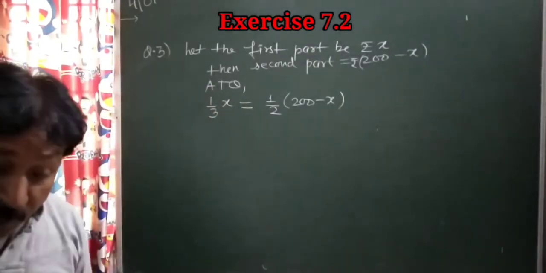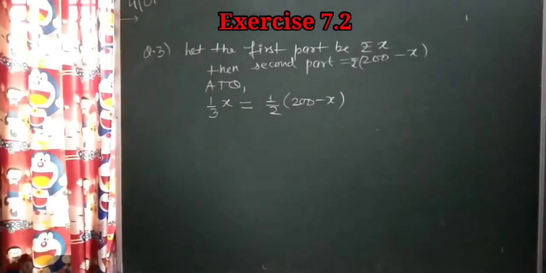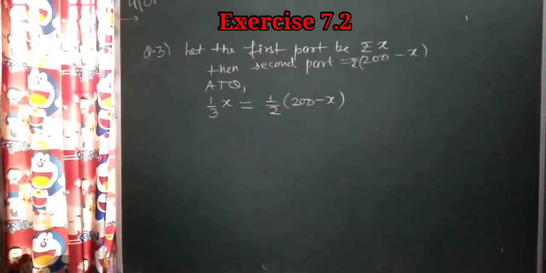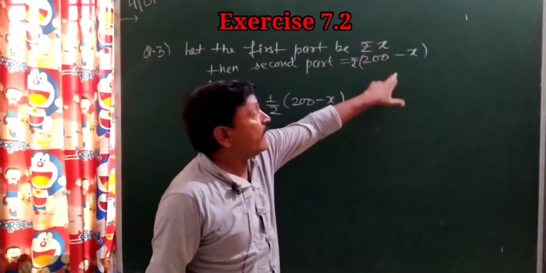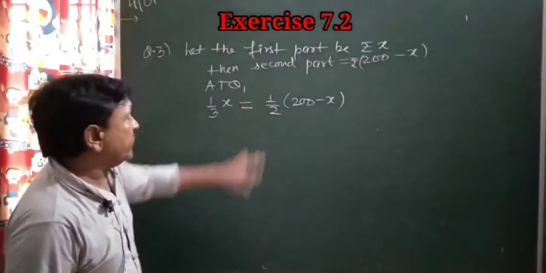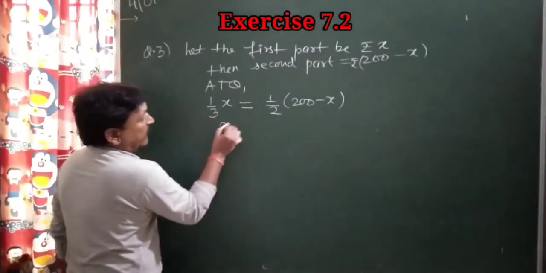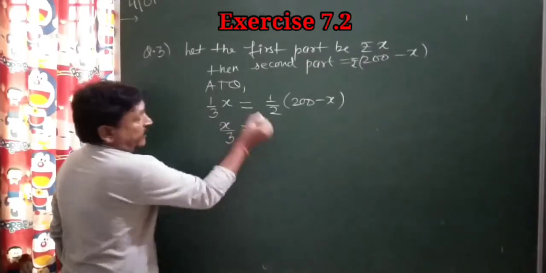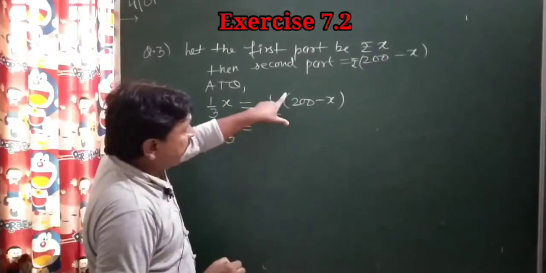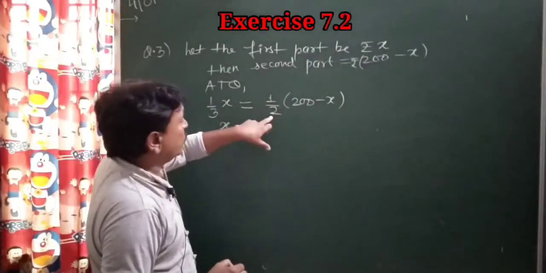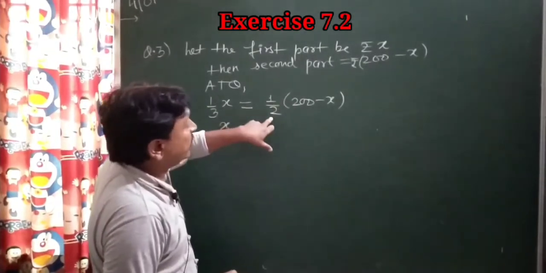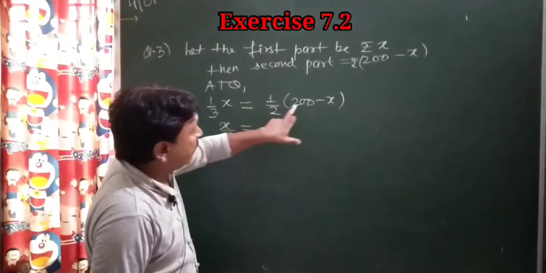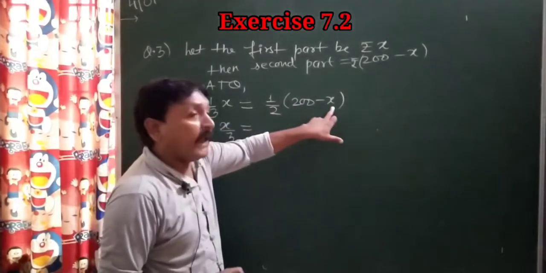Okay. Now what do we have to do in the question? We have to find out these parts. So for finding these parts, we have to find the value of x by solving this equation. What will be here? It is just x upon 3, and here when the bracket opens, this 2 will get divided, this 2 will divide 200 also and x also.